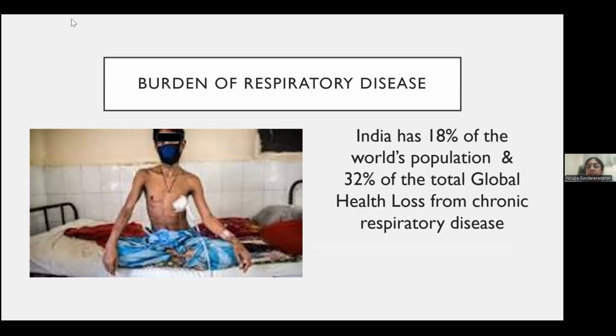India has 18% of the world's population and 32% of the total global health loss from chronic respiratory disease. So not only is our burden of respiratory disease quite high, but the loss of health due to respiratory disease is also quite high. So it's something which is very, very important for India. And as we go through this topic, you will see that in respiratory disease, the non-pharmacological management plays a huge role. It's a very, very important aspect of care. And it's something where we should all keep training ourselves so that we can provide as good care as possible for our patients.